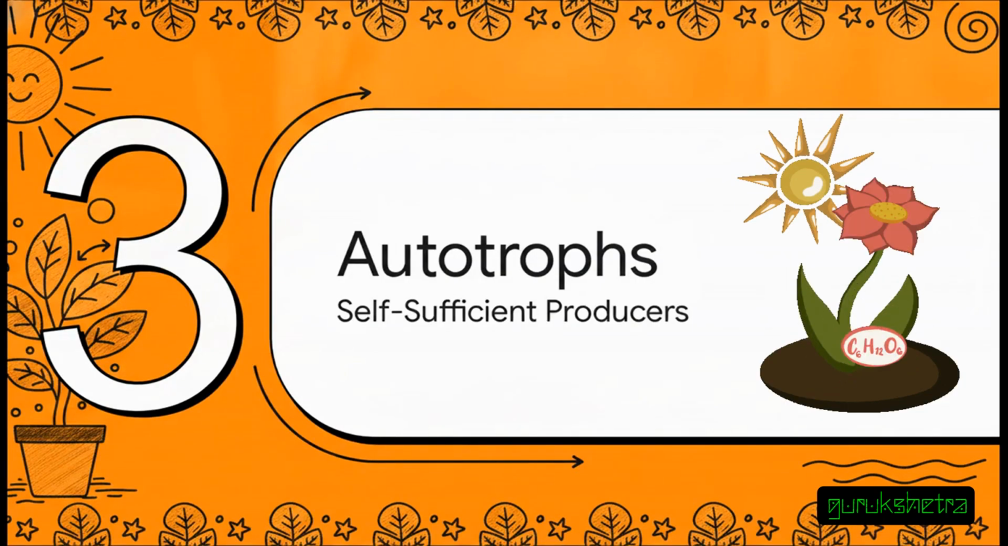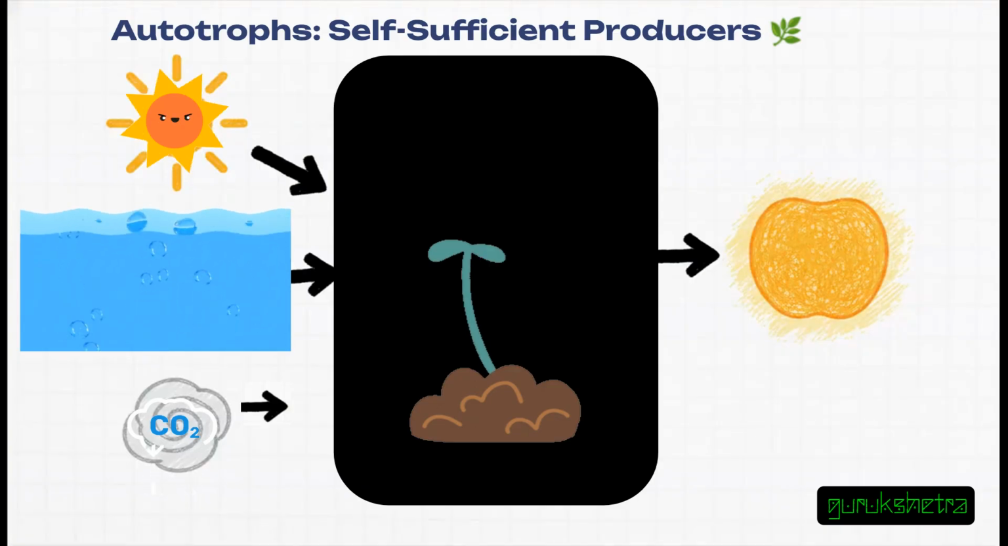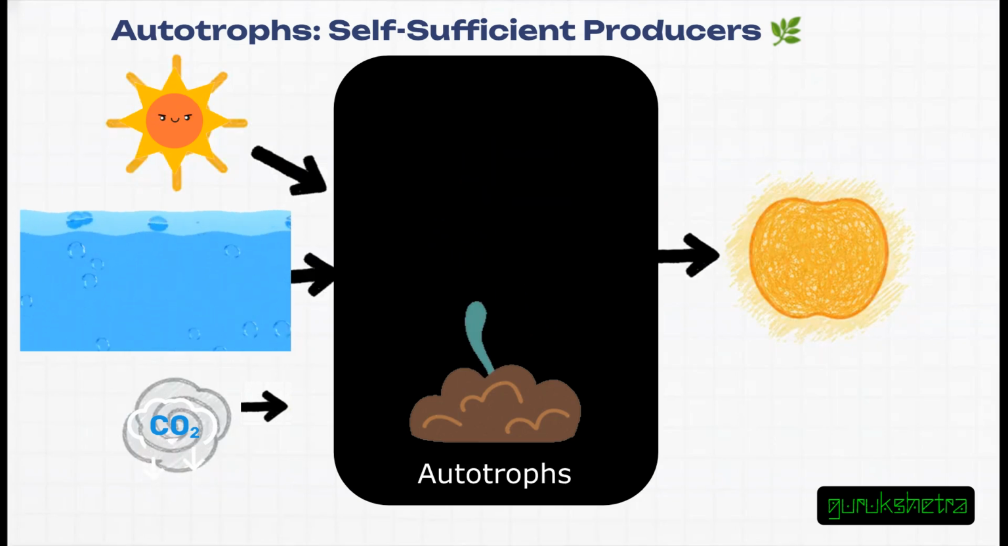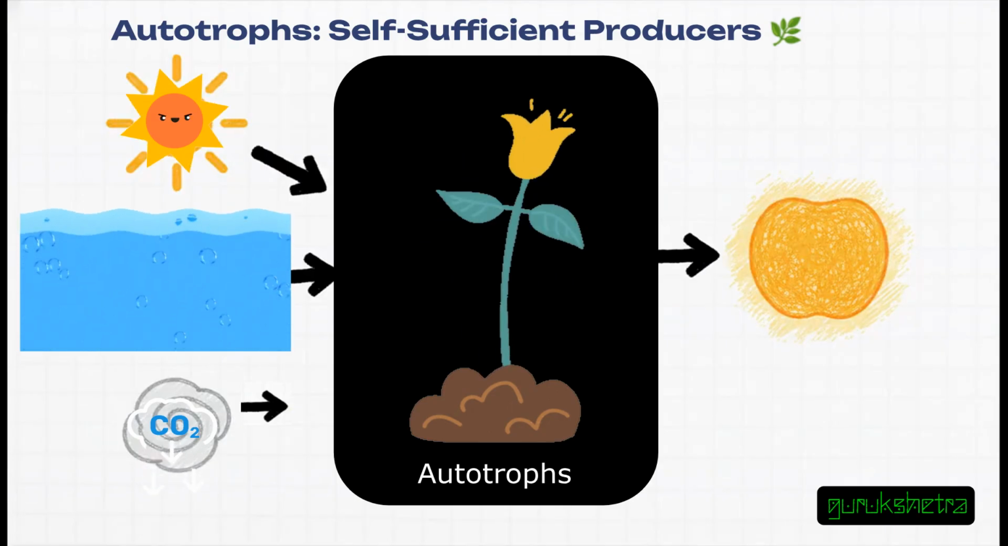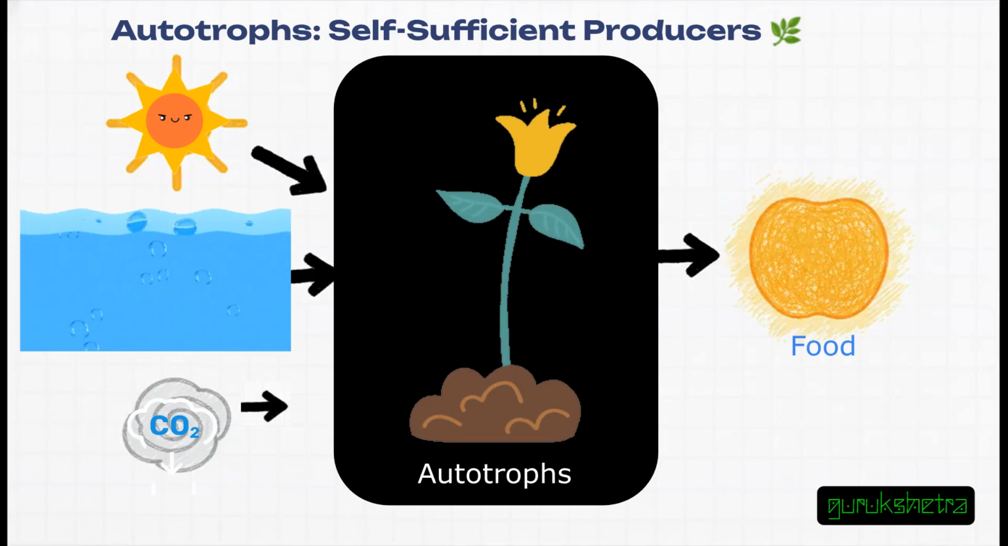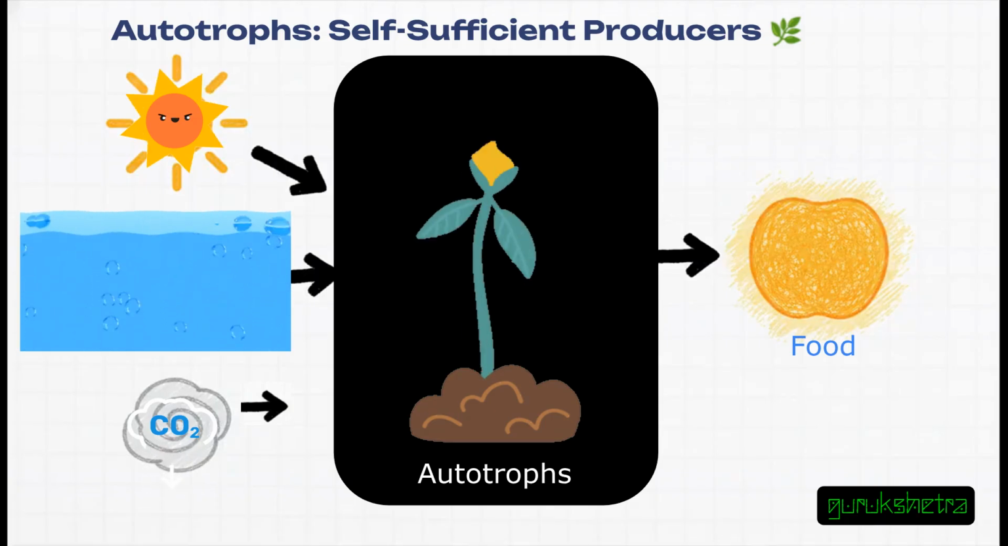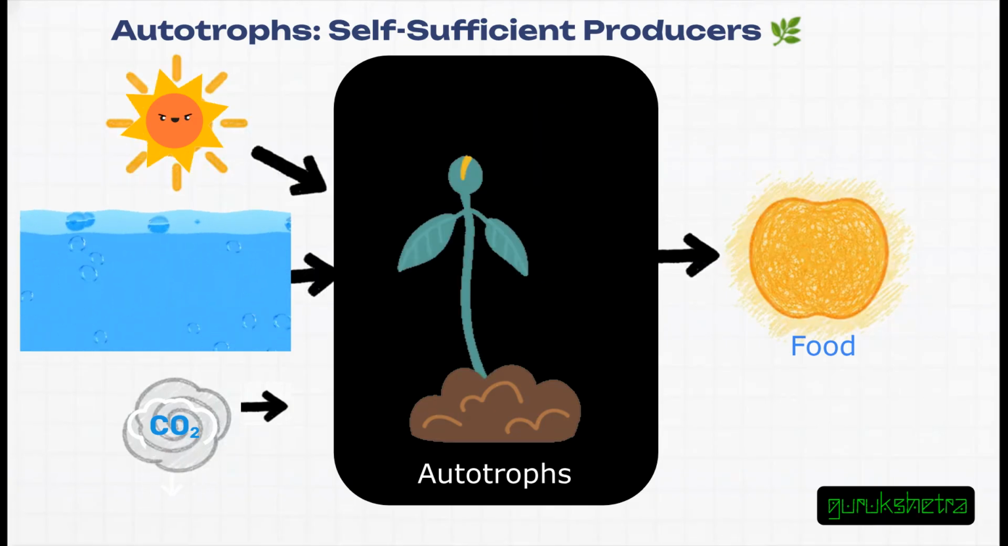Section 3. Autotrophs, self-sufficient producers. Now that we know what nutrients actually are, let's see how different organisms get their hands on them, or, well, make them. Autotrophs are organisms that literally make their own food. They do this by taking super simple inorganic sources, specifically carbon dioxide and water, and turning them into food. The most famous way they do this is through photosynthesis, grabbing sunlight and using chlorophyll. When you hear autotroph, I want you to immediately think of green plants and certain types of bacteria. They don't hunt, they just produce.